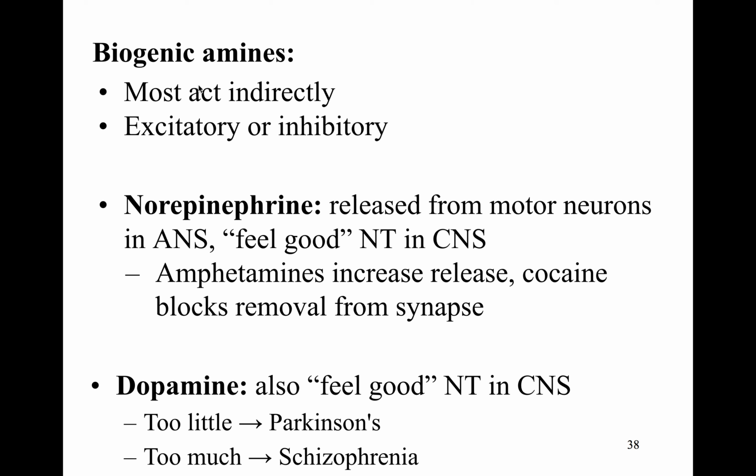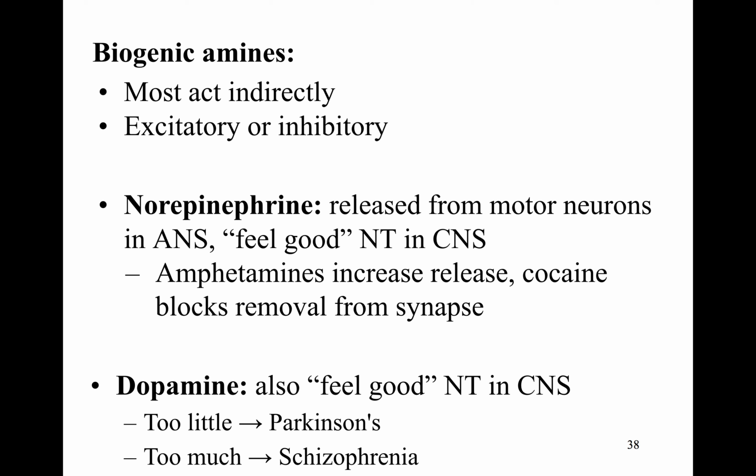First, biogenic amines in general tend to act indirectly. They tend to act through a secondary messenger system. So the neurotransmitter is released, and it then goes through a secondary messenger in order to produce a graded potential on that postsynaptic neuron. That postsynaptic potential could be excitatory or inhibitory; it depends on the tissue, and it also depends on the neurotransmitter.